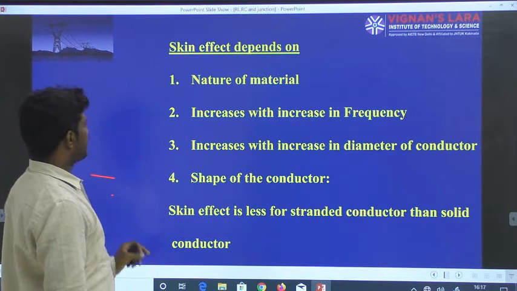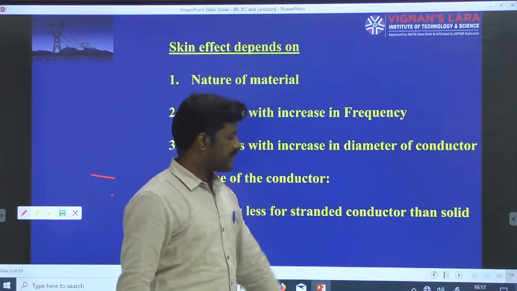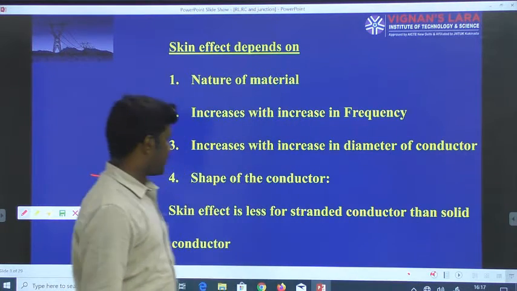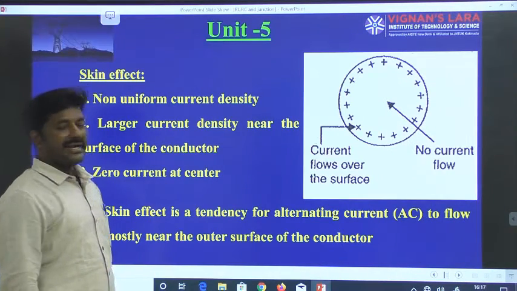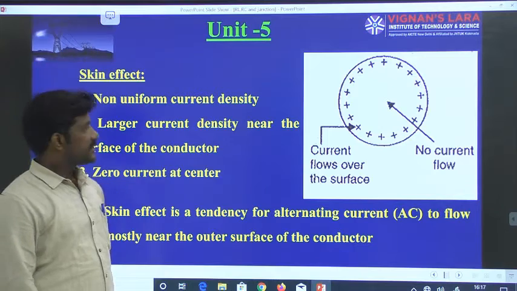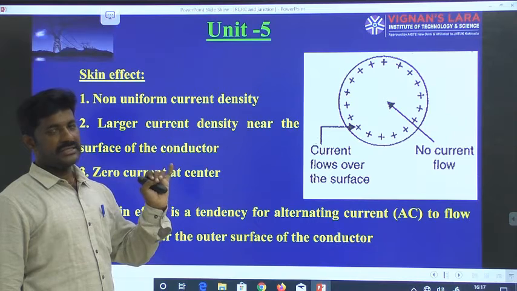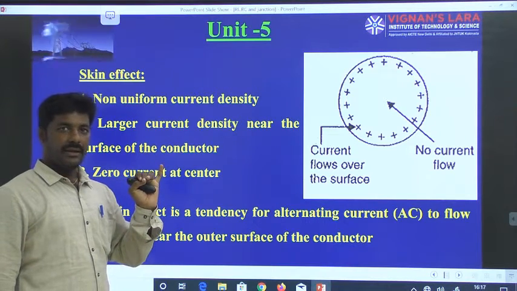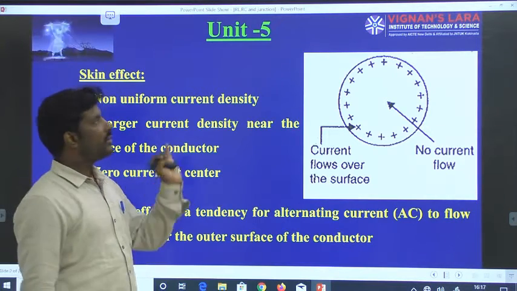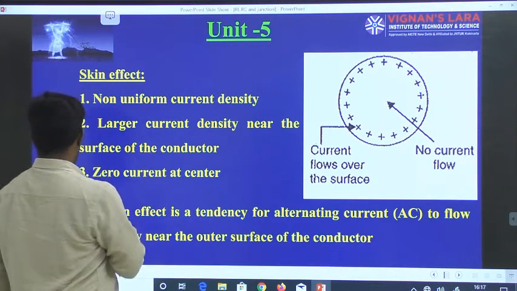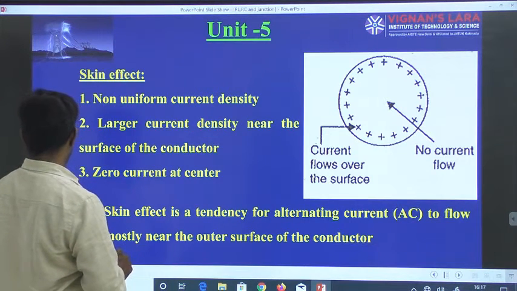They are the skin effect, proximity effect, and Faraday effect. Skin effect, proximity effect, Faraday effect, and corona. These are the 4 effects which affect the performance of the transmission line. So first, coming to this unit 5, we are going to see the first factor, that is skin effect.